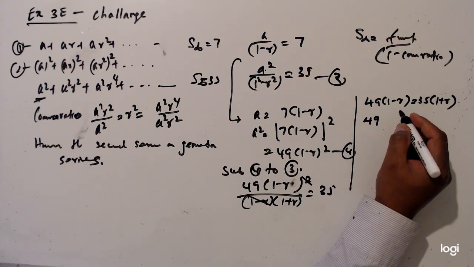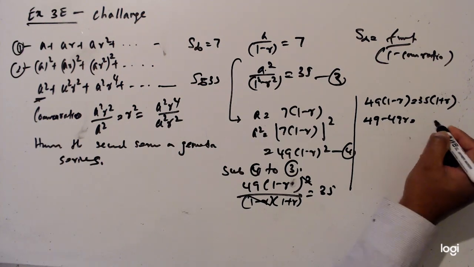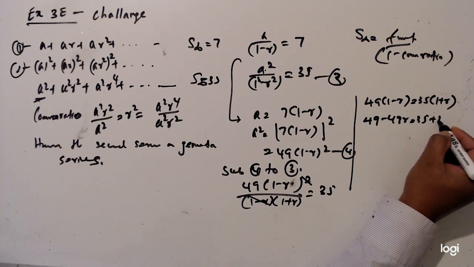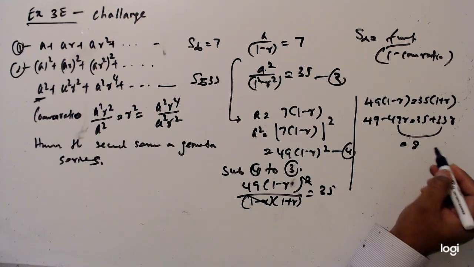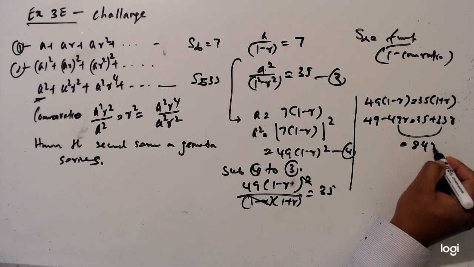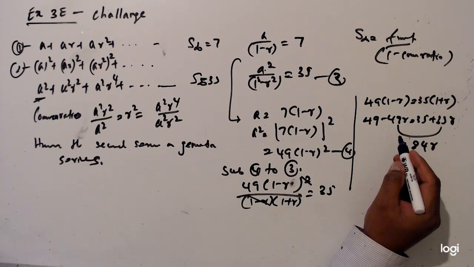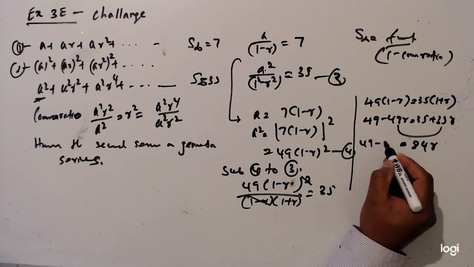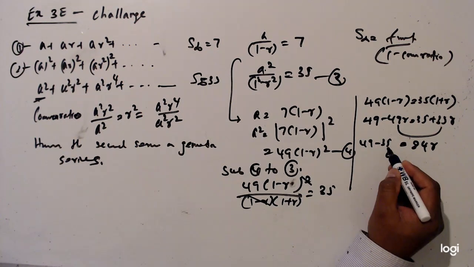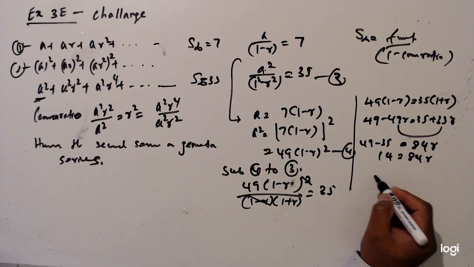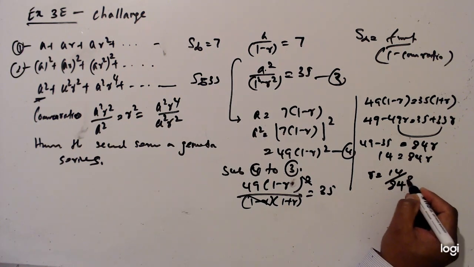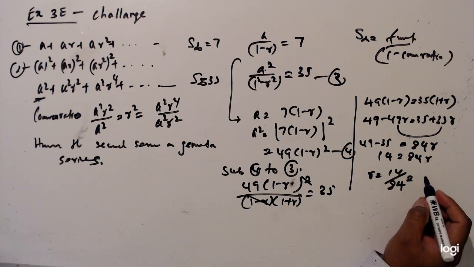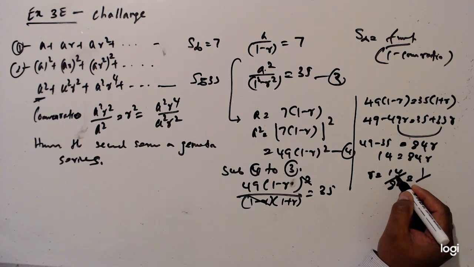So 49 minus 49r equals 35 plus 35r. So this is going to be 84r equals 49 minus 35. Okay, 49 minus 35 is 14, so 14 equals 84r. So r equals 14 over 84. So I can divide, 1 over 14 times 6.